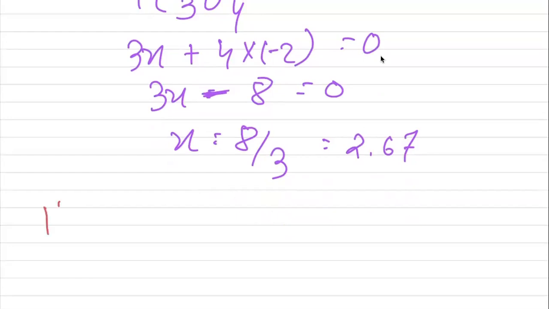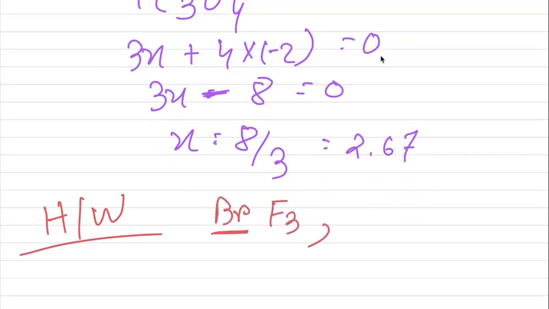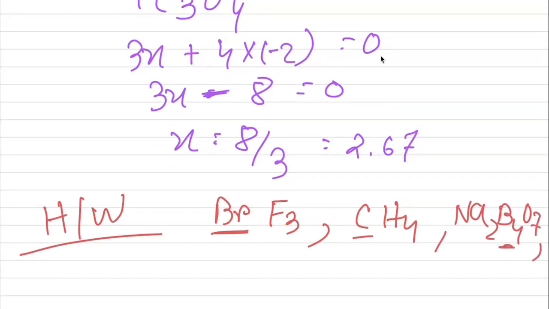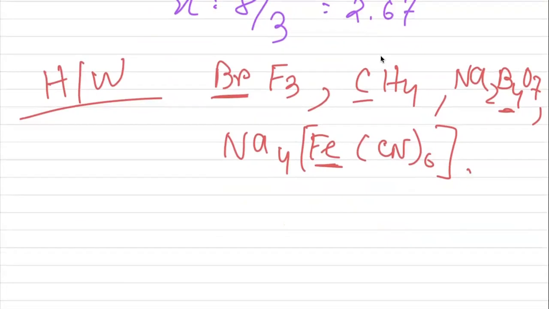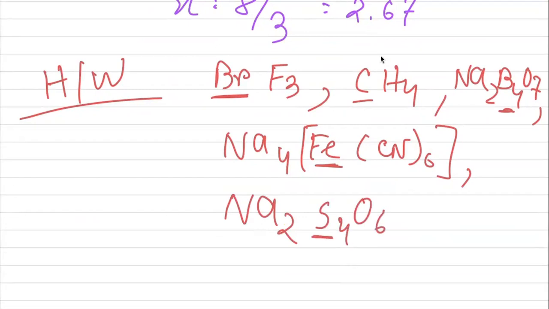Now your homework will be, write it down. You have to calculate the oxidation number of Br in BrF3, then carbon in methane, then boron in Na2B4O7, then iron in Na4[Fe(CN)6], then sulfur in Na2S4O6, and Pb in Pb3O4. Clear? Write it down. This will be your homework.